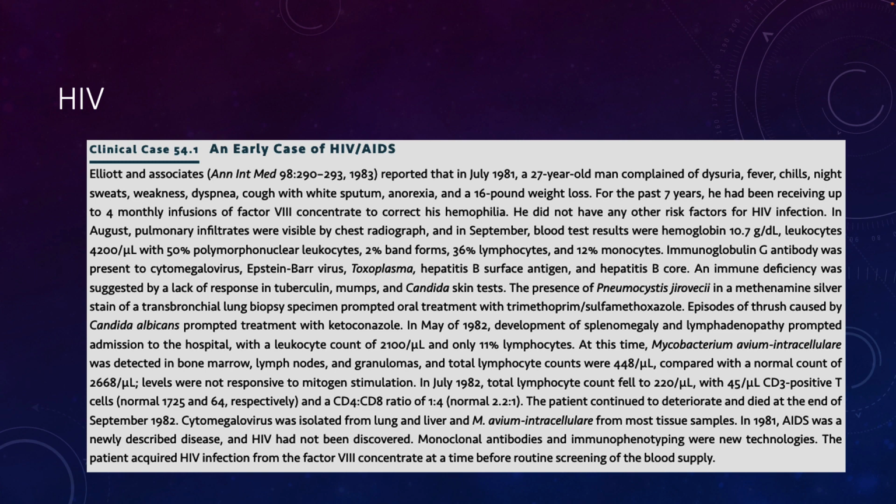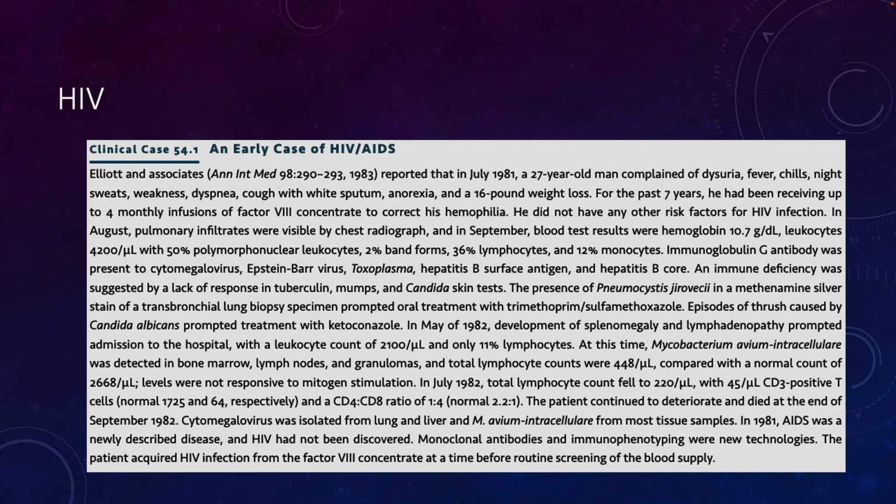Thrush we'll talk about when we talk about opportunistic fungal infections, but it's an overgrowth of a yeast called Candida albicans in the mouth, and you can actually see it. It's like a white coating on the tongue and on the surfaces in the mouth.